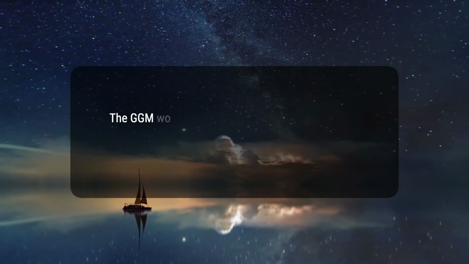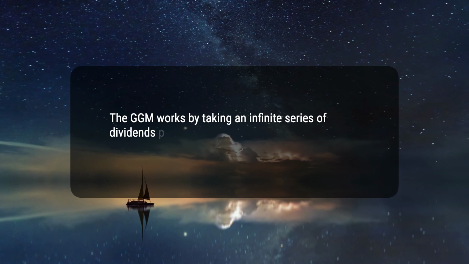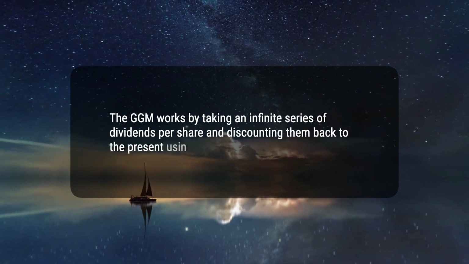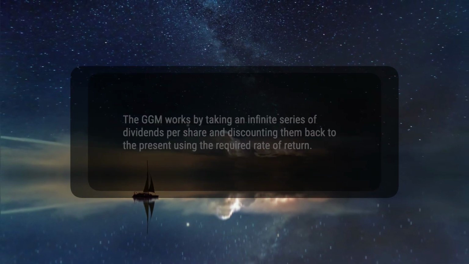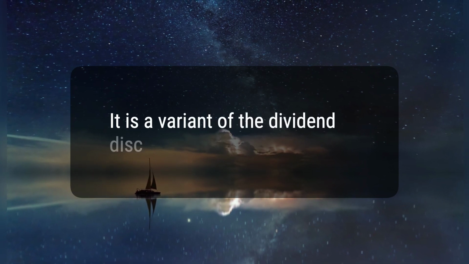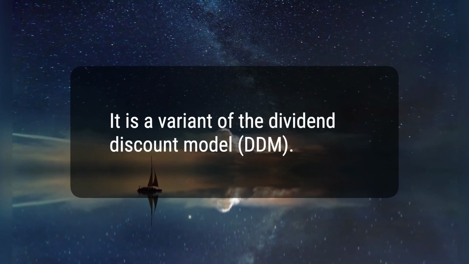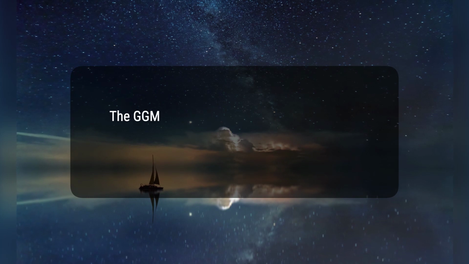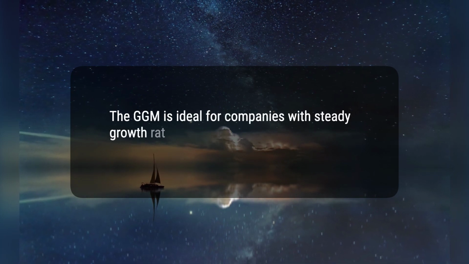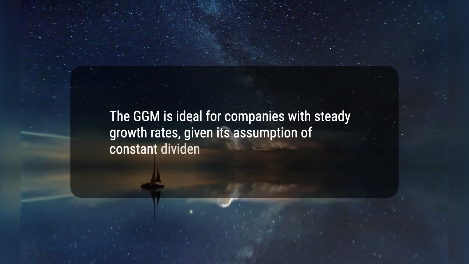3. The GGM works by taking an infinite series of dividends per share and discounting them back to the present using the required rate of return. 4. It is a variant of the dividend discount model, DDM. 5. The GGM is ideal for companies with steady growth rates, given its assumption of constant dividend growth.